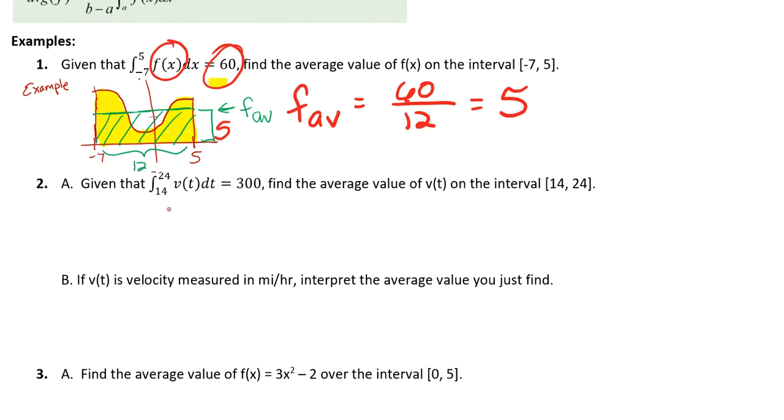So again, if you have that visual idea, it makes it much easier to remember how to find the average value. So in 2a, we have the same idea. We already know the integral is 300 and our interval is from 10 to 24.